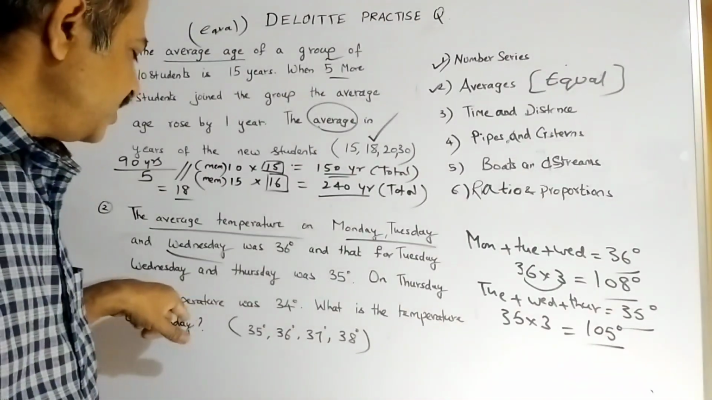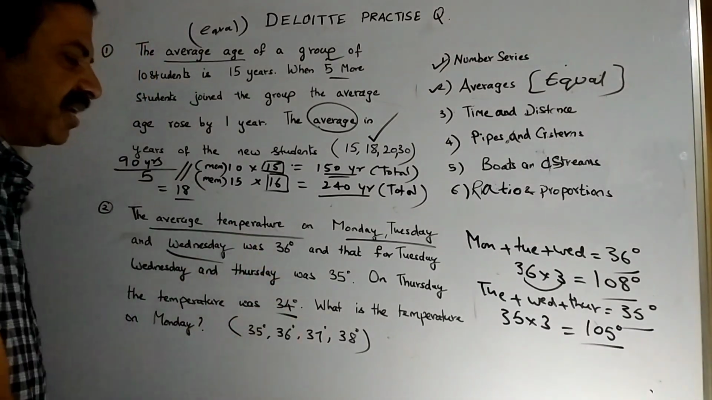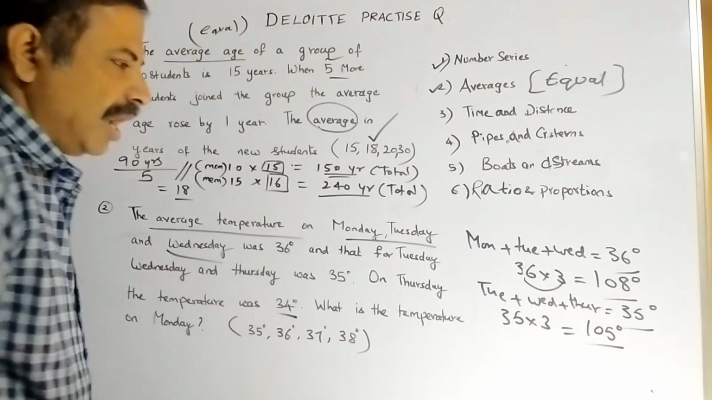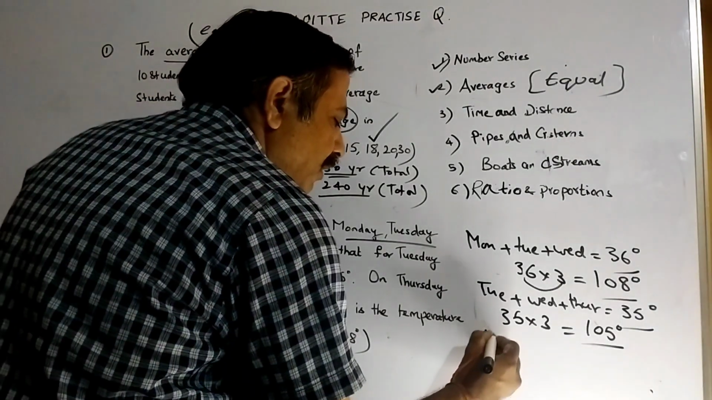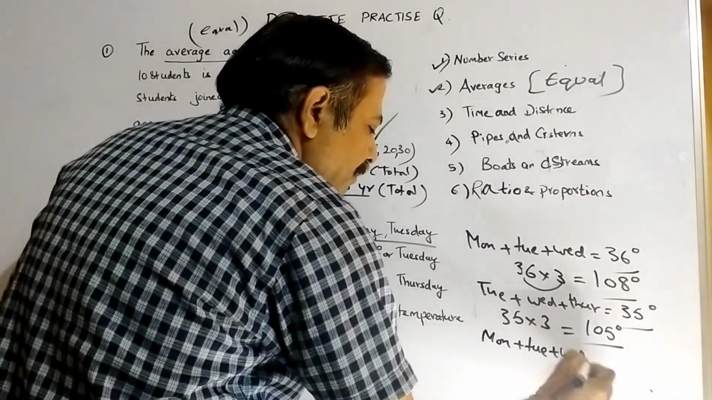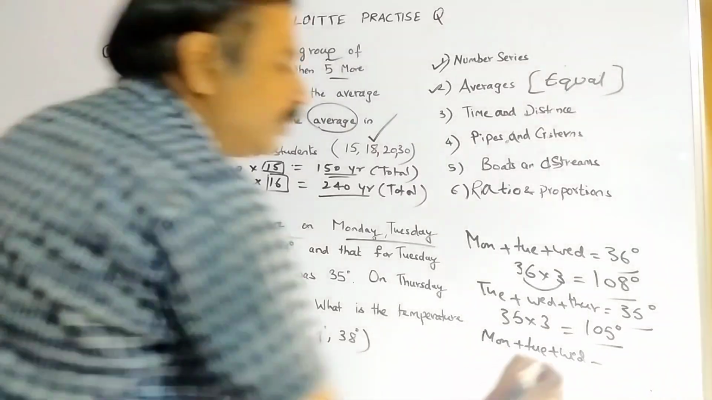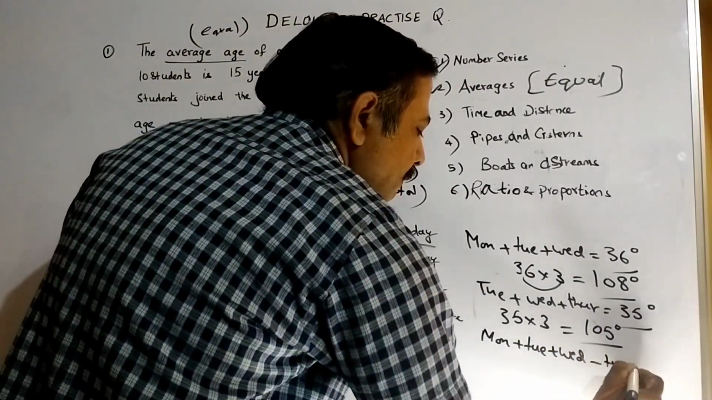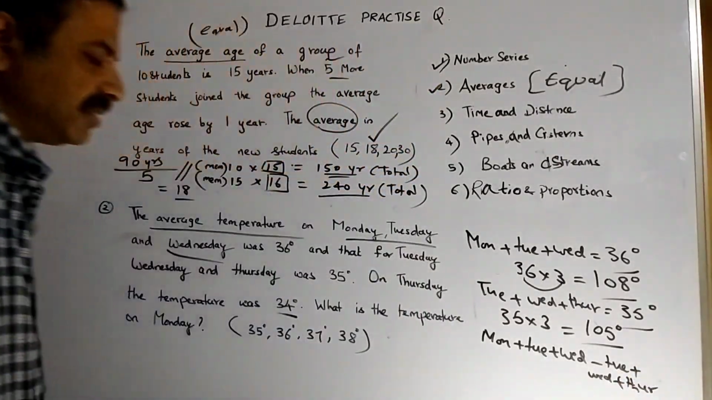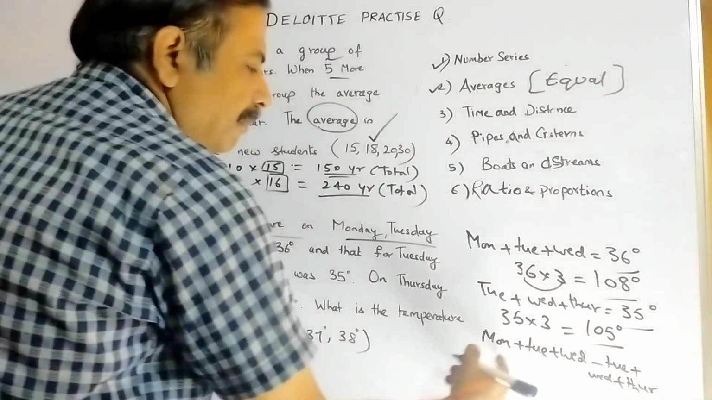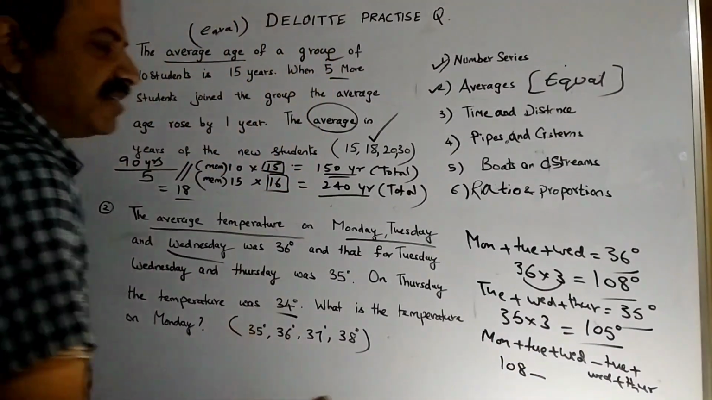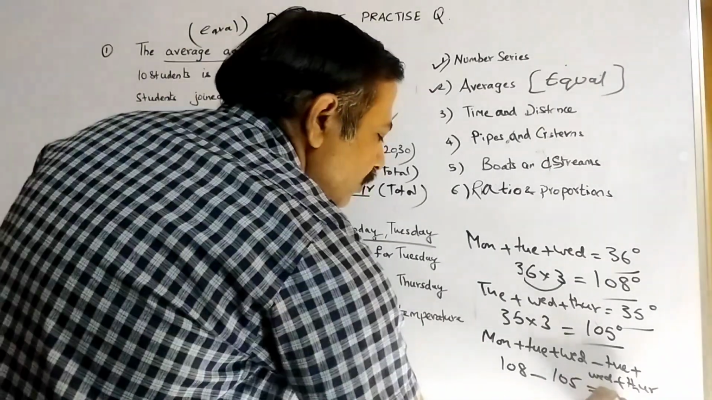Now on Thursday, the temperature is 34. What is the temperature on Monday? Now what I am going to do? Monday, Tuesday, Wednesday minus Tuesday, Wednesday, Thursday. If I subtract, what happens? Monday, Tuesday, Wednesday, 108, minus Tuesday, Wednesday, Thursday, 105. That is equal to 3 degrees.